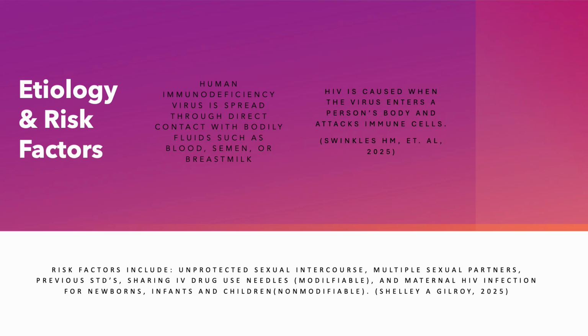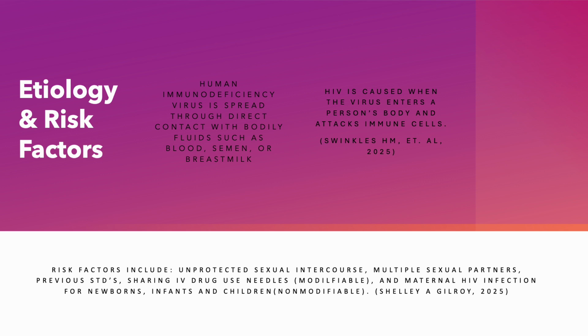Okay, so let's talk about the etiology and risk factors of HIV. Etiology is going to be the cause. HIV is spread through direct contact with bodily fluids such as blood, semen, or breast milk. This can occur if a nurse is taking blood from a patient and she has a cut on her hand and the blood gets in the cut, that could happen. Semen from sexual contact, breast milk or other bodily fluids during birth.